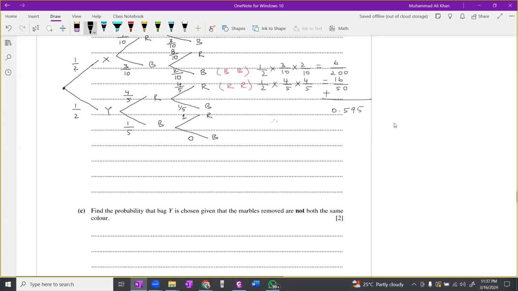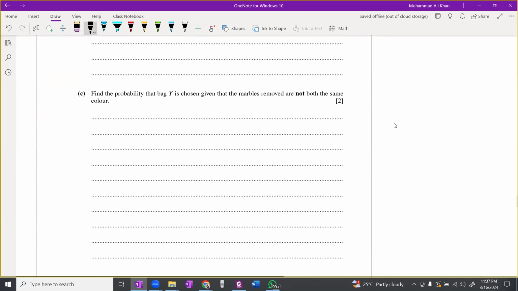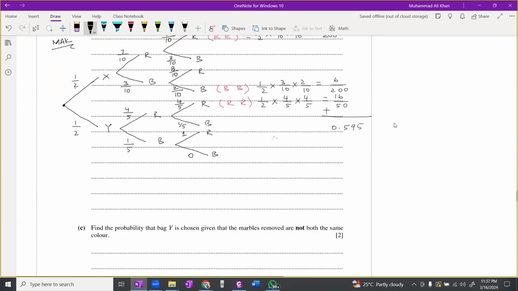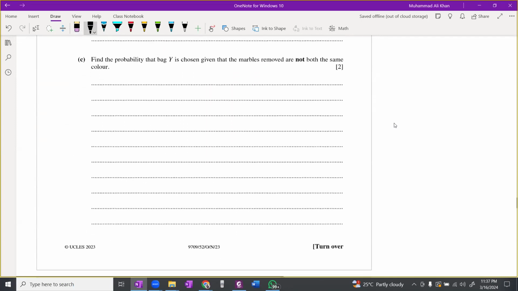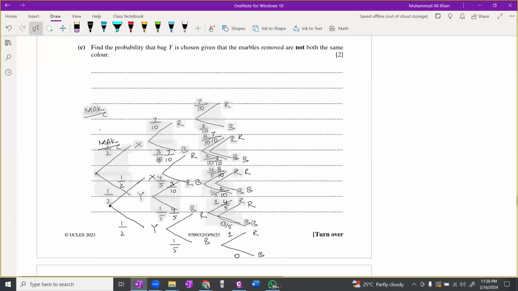Now in the C part, what we have in the C part, find the probability that bag Y is chosen. Okay, in the C part, again, we have to use our tree diagram.